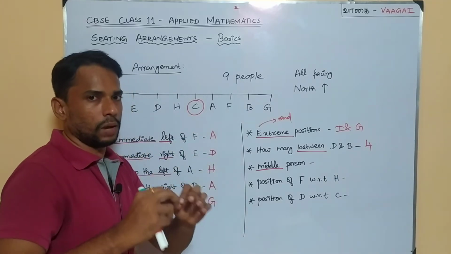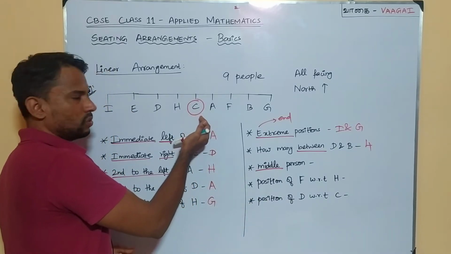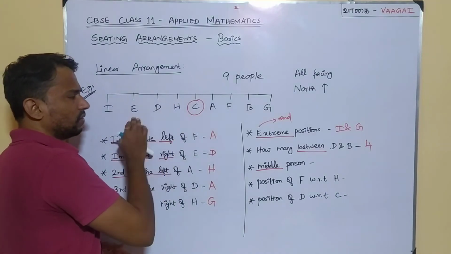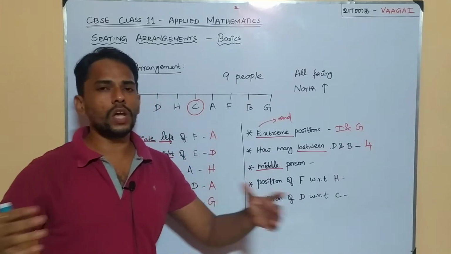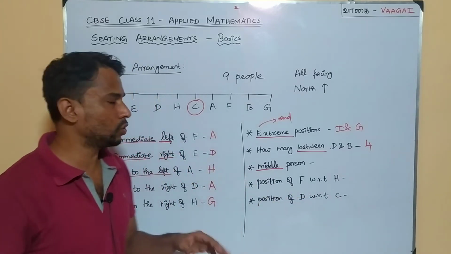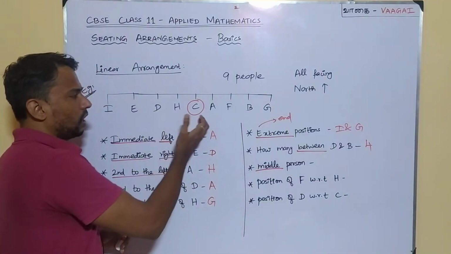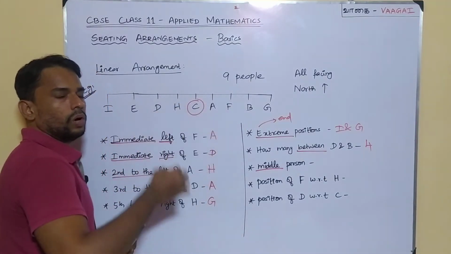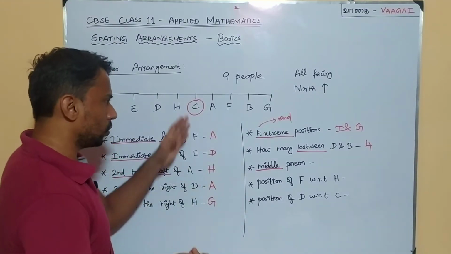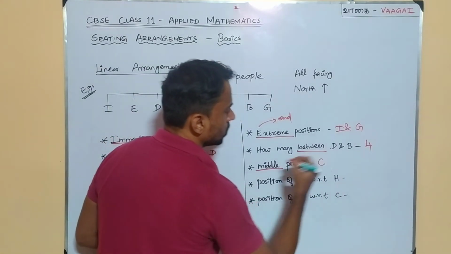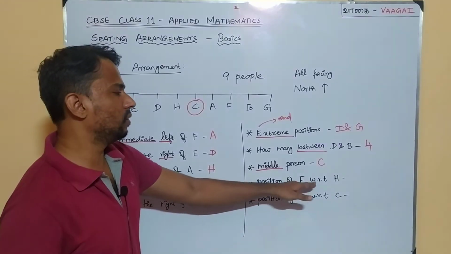Okay, yes, I think you are able to understand it very clearly. From C's perspective, to his left hand side there are 4 people, and to his right hand side there are 4 people. So that means C has got an equal number of people on both the sides, on either side. So it is very clear that C is the middle person. That's it, very simple. If you have equal number of people on both the sides, that person is the one who is going to be seated in the middle position. So in that case, C is going to be the middle position. Yes, okay, middle person. Next is, what is the position of F with respect to H?